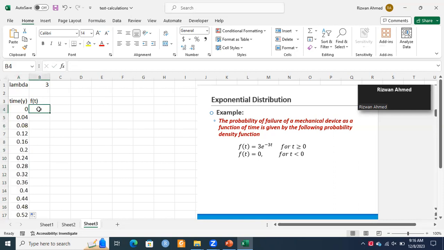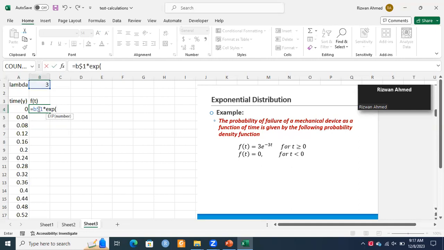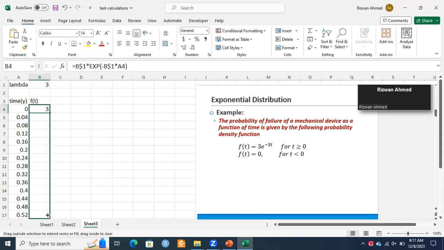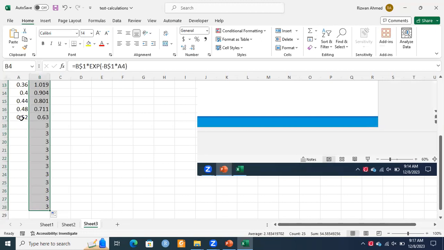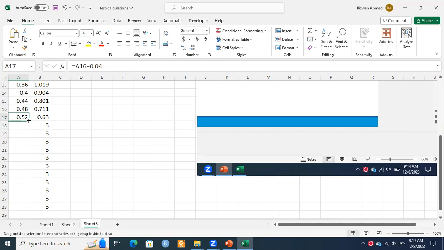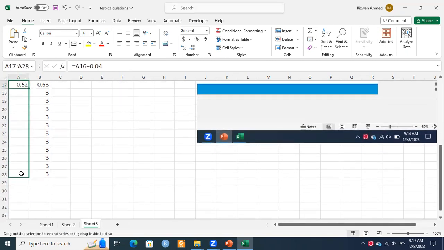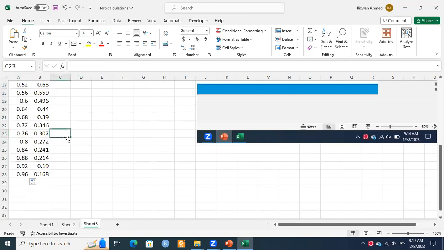So I can plot here the density function. The density function is the value of lambda, lambda value at $1, asterisk e raised to the power minus lambda $1 times t. So the first value is 3. And then we can keep on for higher time intervals. Okay. So these are the values, right?